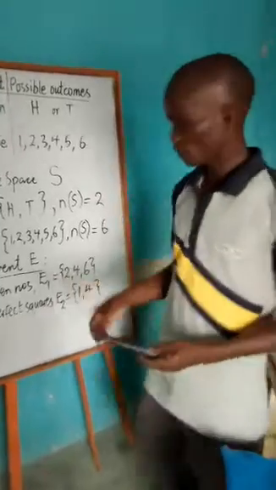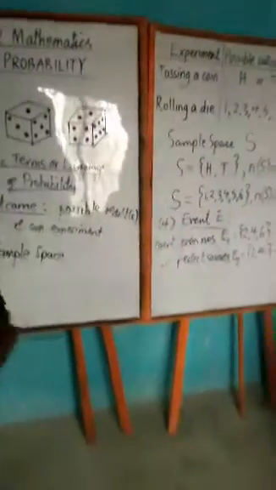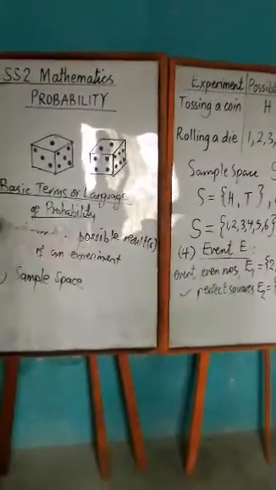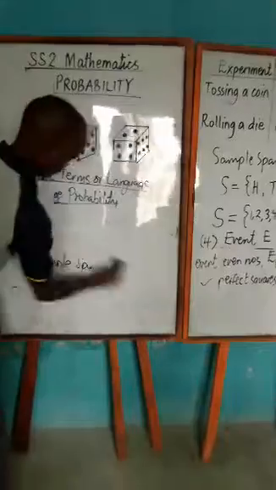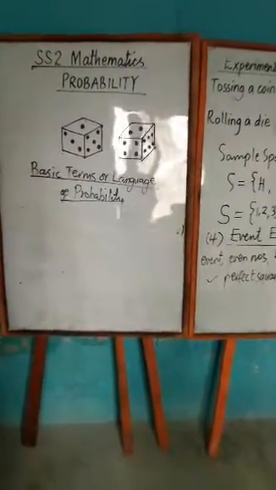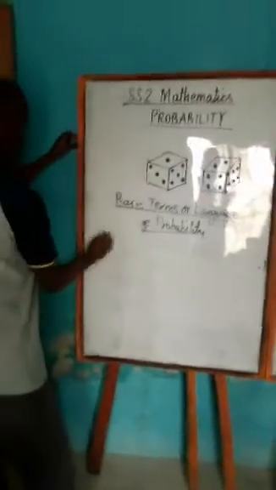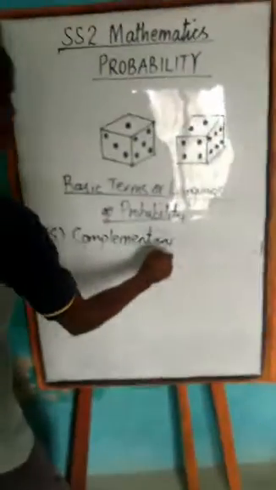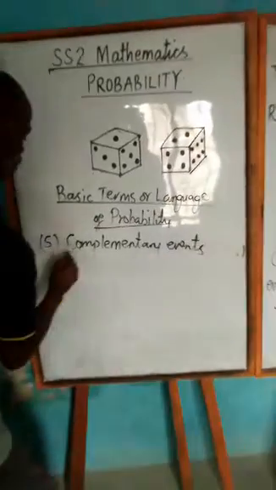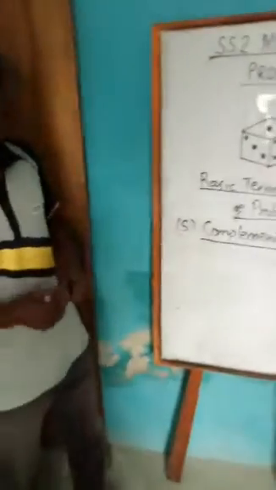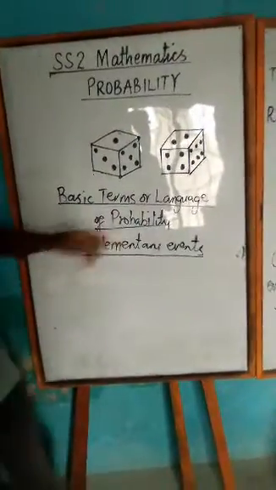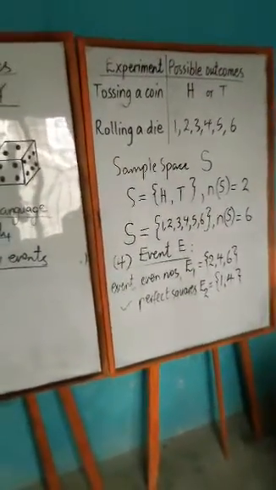Okay? Now, let's look at a term that is closely related to this. Complementary events. Complementary events are complementary sets. Okay? Complementary sets such that the sample space serves as the universal set.